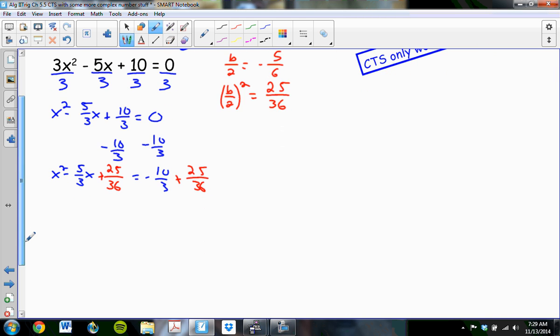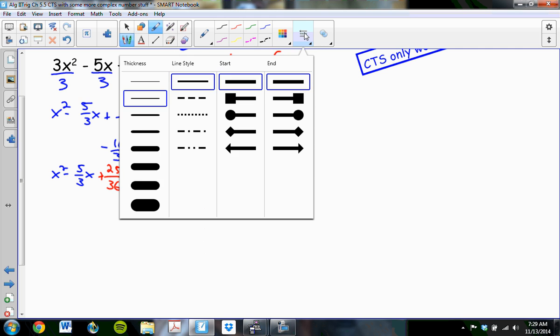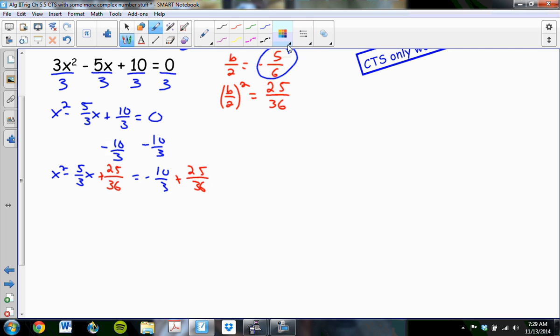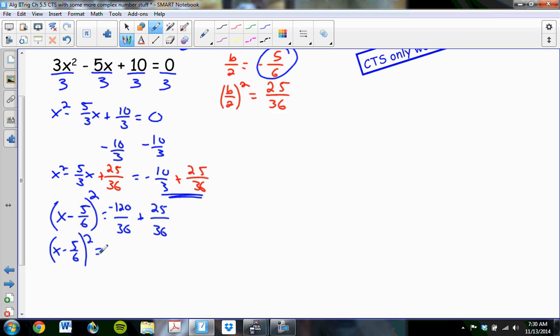But when I factor the left side, it's going to factor still into this. Still factoring that b over 2 term. So it's going to be (x minus 5/6)² equals, I want to make these have common denominators, so they're both going to have 36's on the bottom. Well, this one stays 25. This is going to become times 12, so negative 120. So I get that (x minus 5/6)² equals negative 95 over 36.